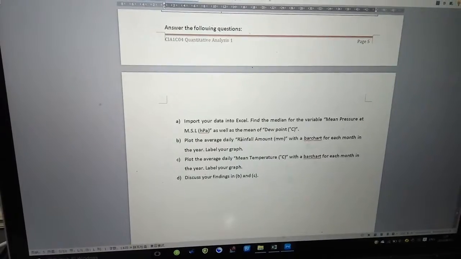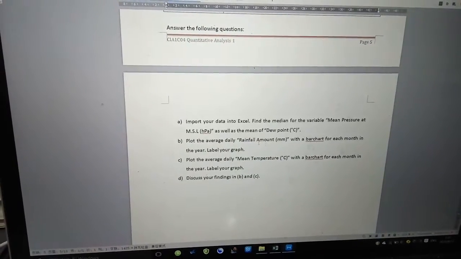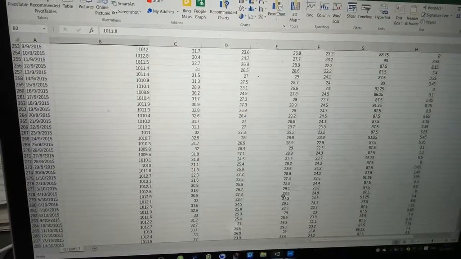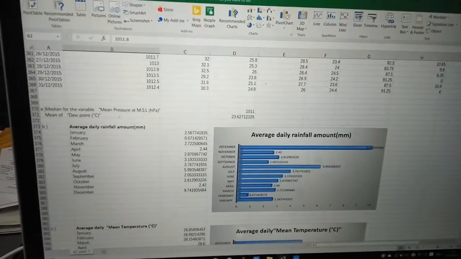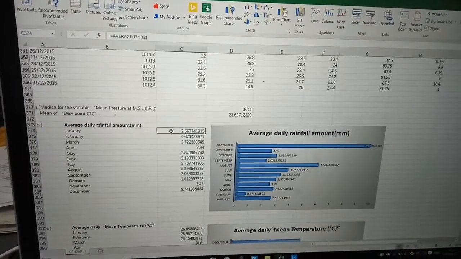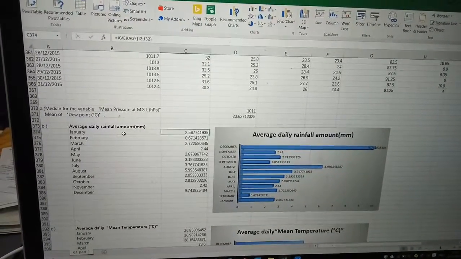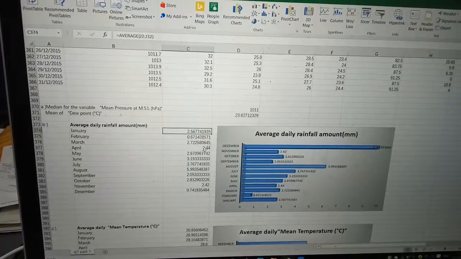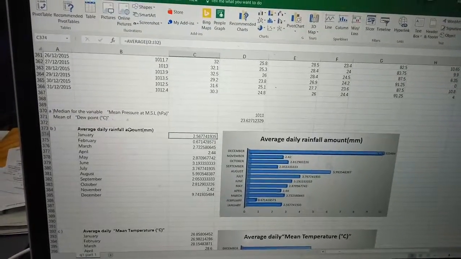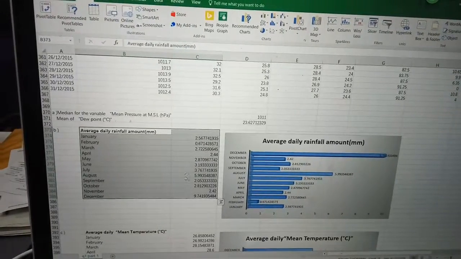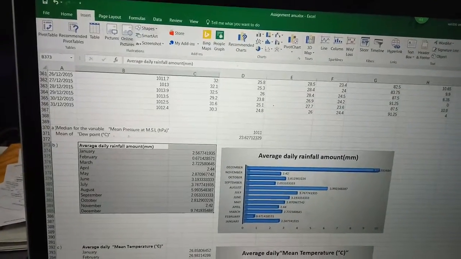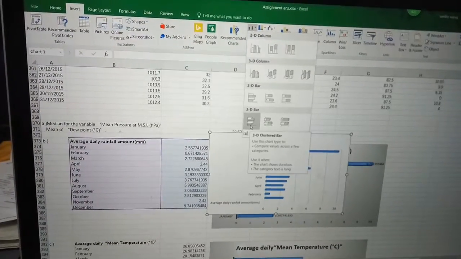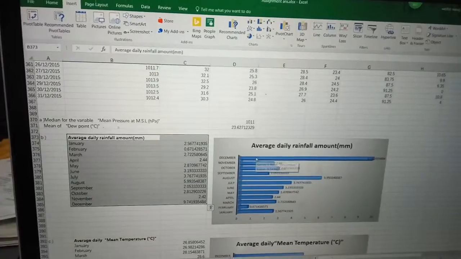The question requires me to find the rainfall amount with a bar chart. So just simply, I need to find the values for each month first. For example, 2.56 something for January, and then I will find the value for each month, and then I will include all of this, and you press insert the bar chart, and then you will get a bar chart. So this is my bar chart.